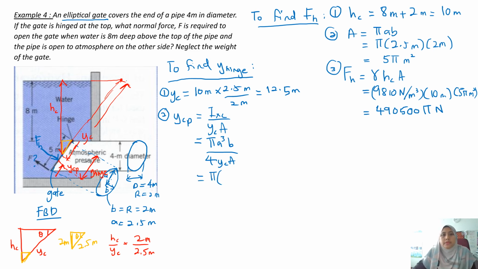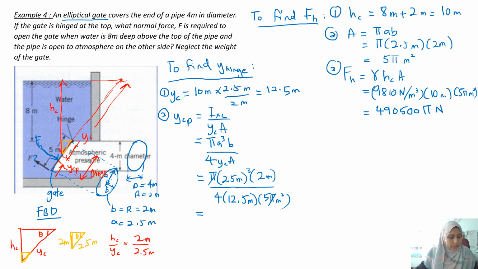Okay, so A is 2.5, B is 2, and you divide by 4, you times with YC, and you times with area. Area is 5 pi. Pi is cancelled. So 2.5 power of 3 times 2 divided by 4 divided by 12.5 divided by 5. So you get 0.125 meters.